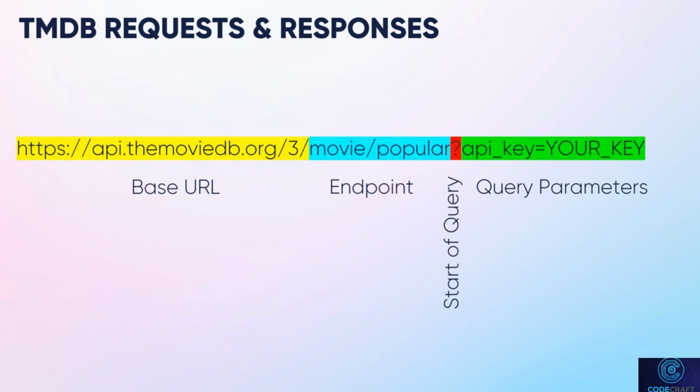They are added to the URL as key value pairs, where the key represents the parameter name and the value is the data associated with that parameter. The MovieDB website requires us to include the API key as a query parameter in all of our requests.